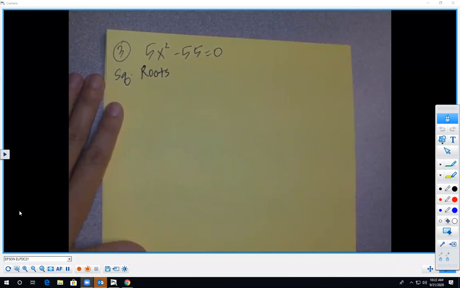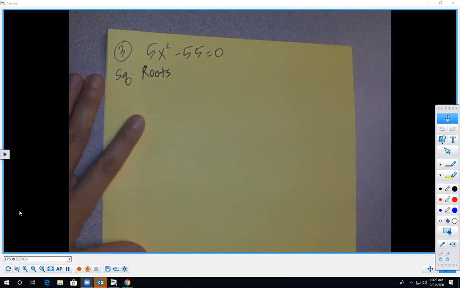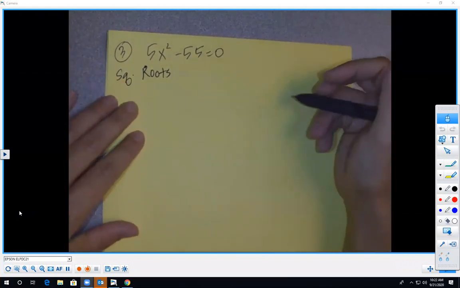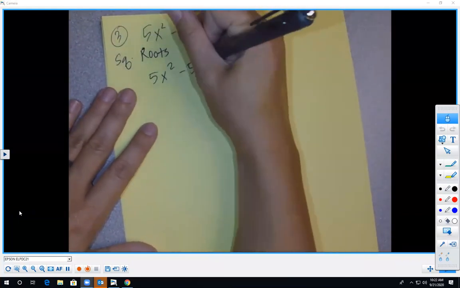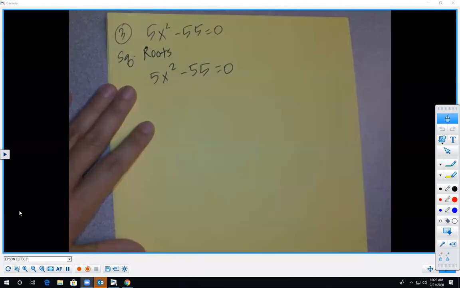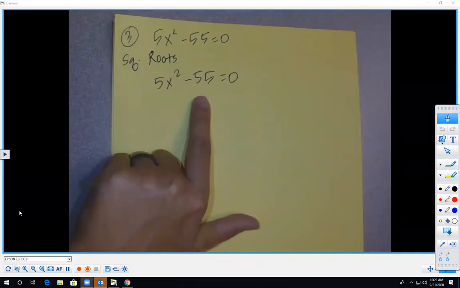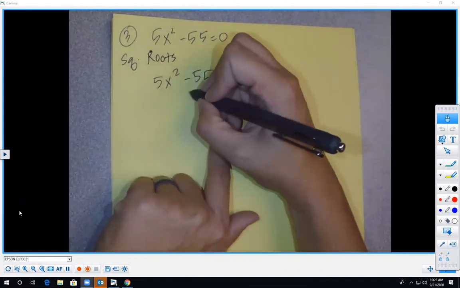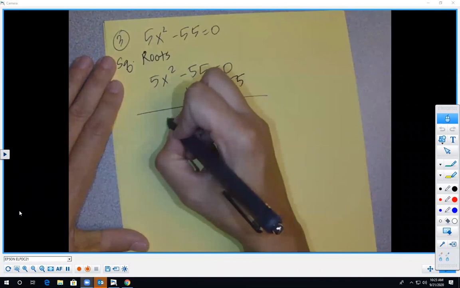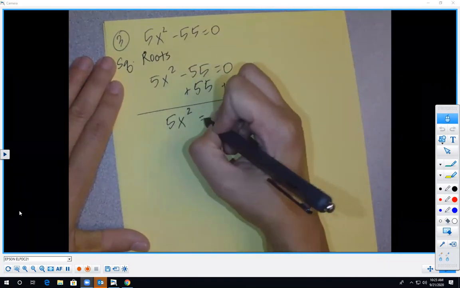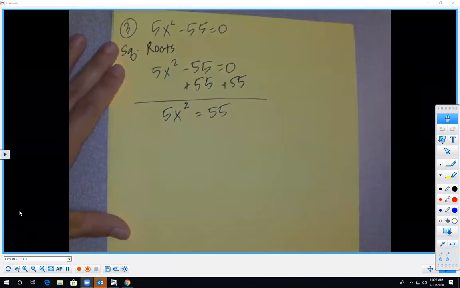To solve this by factoring, you'd factor out the 5, but then it's the difference of 2 squares and it's not a perfect square, so it's kind of a mess. So you couldn't really solve this one by factoring very easily. So instead, to solve using square roots, you just solve for x. So the first thing you would move is the 55. How do you move the 55 over? Add 55 to both sides. And I get 5x squared equals 55.